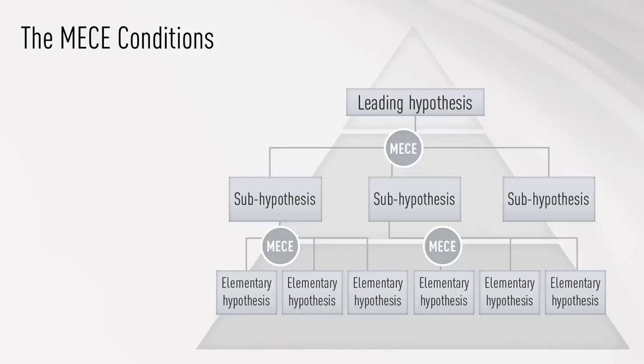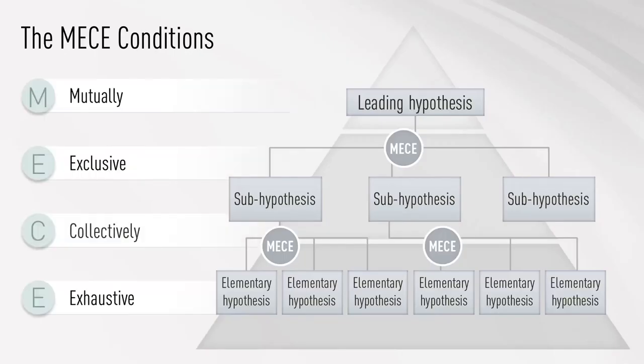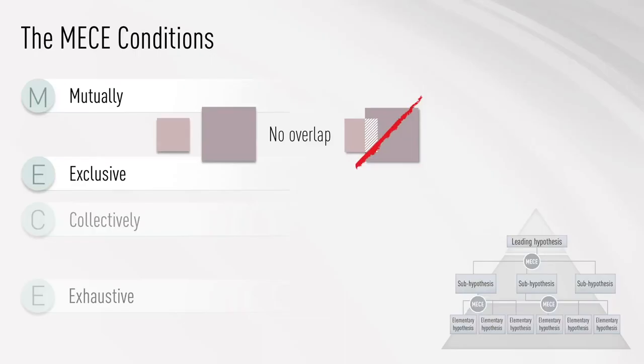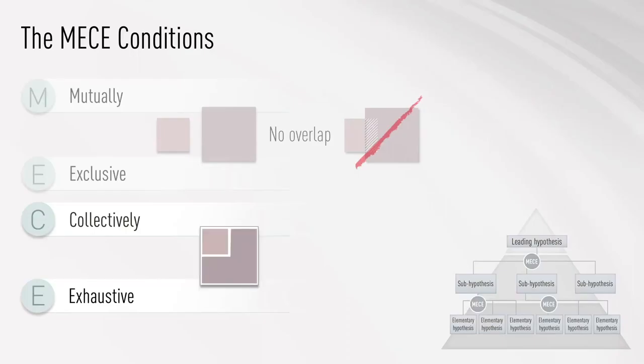When building a hypothesis pyramid, you must make sure the elementary conditions you list under each hypothesis are MECE, mutually exclusive and collectively exhaustive. Mutually exclusive means that hypotheses do not overlap. You can check them one by one independently. Collectively exhaustive means that taken together, the conditions are sufficient to confirm the hypothesis. Nothing is missing. Often that's the most challenging part.